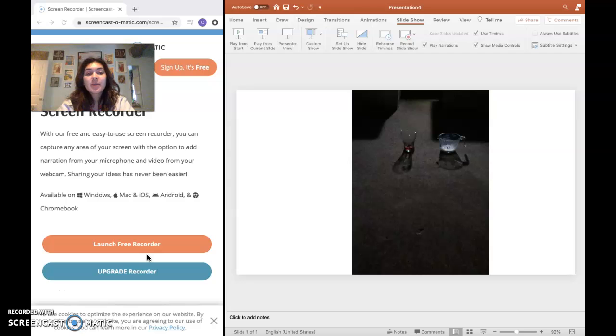So for this experiment, we needed warm water mixed with a packet of yeast, which you can see in the measuring cup on the right. And then in the left cup, we needed some hydrogen peroxide, dish soap, and some food coloring.